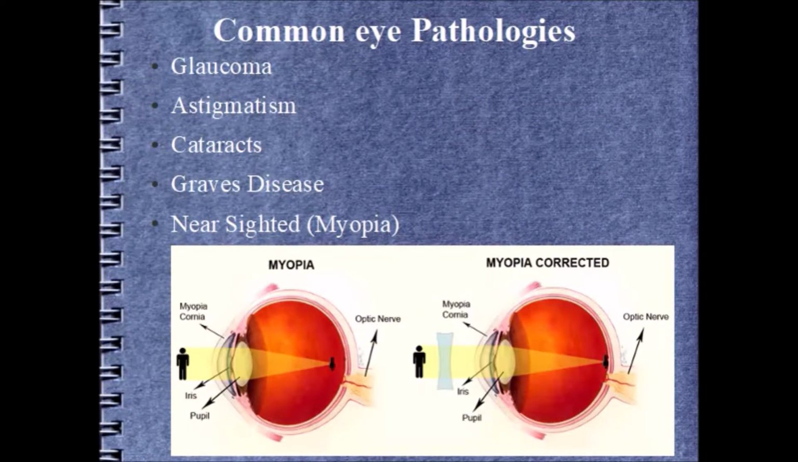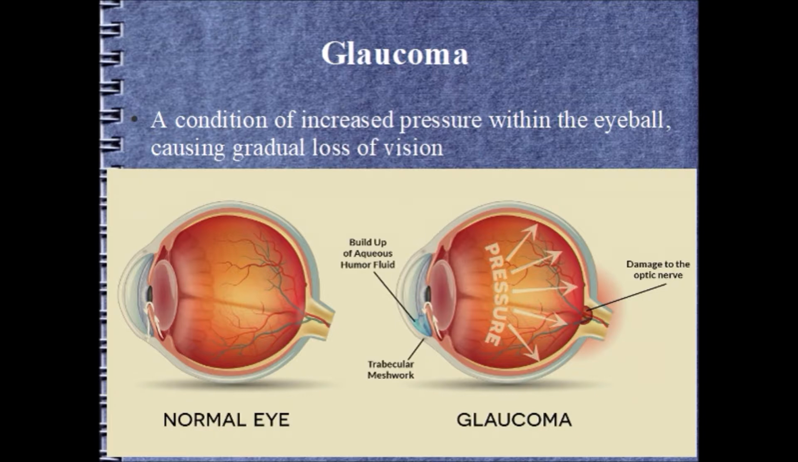Here are common eye pathologies: glaucoma, astigmatism, cataracts, Graves' disease, and nearsightedness. Glaucoma, a condition of increased pressure within the eyeball, causing gradual loss of vision. And as you can see, buildup of the aqueous humor fluid at the front of the eye, and damage to the optic nerve, which is not good. Probably from a processed food diet, not enough eyebright, being inside too much, etc.